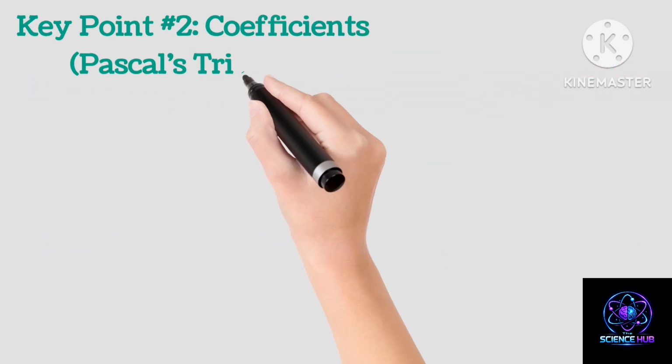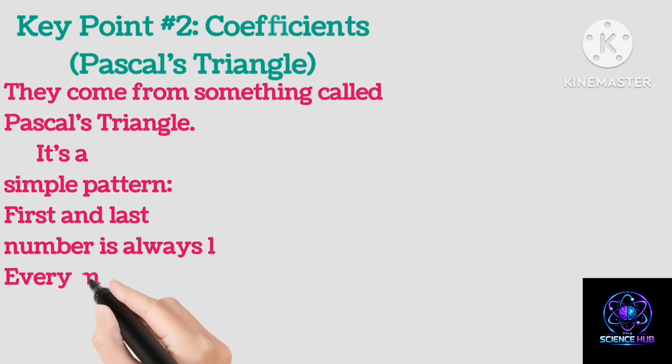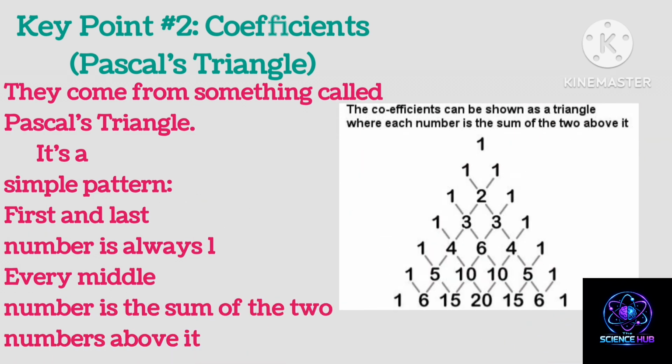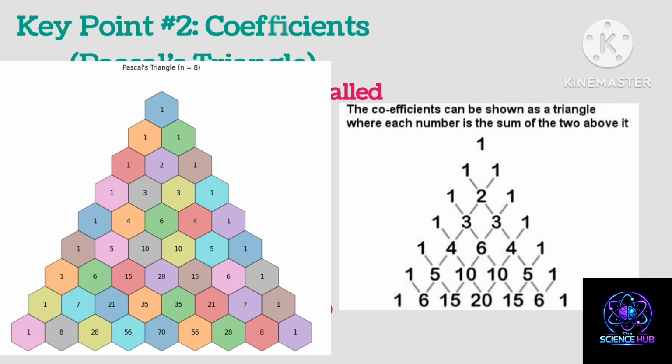Key point number 2, coefficients, Pascal's triangle. Now, the question is, where do the numbers like 1, 2, 1, or 1, 3, 3, 1 come from? They come from something called Pascal's triangle. It's a simple pattern. First and last number is always 1. Every middle number is the sum of the two numbers above it.